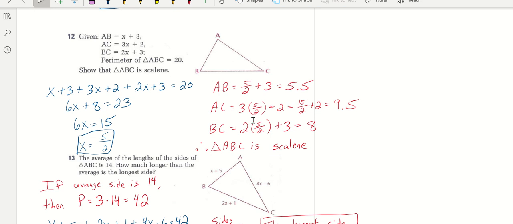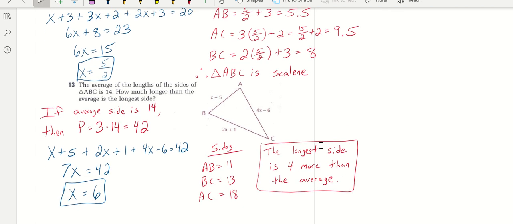Finally, BC, 2 multiplied by 5/2. 2 multiplied by 2.5 is 5. 5 plus 3 is 8. So BC is equal to 8. It is scalene. AB is 5.5. AC is 9.5. BC is 8. If all three sides have different lengths, the triangle must be scalene.